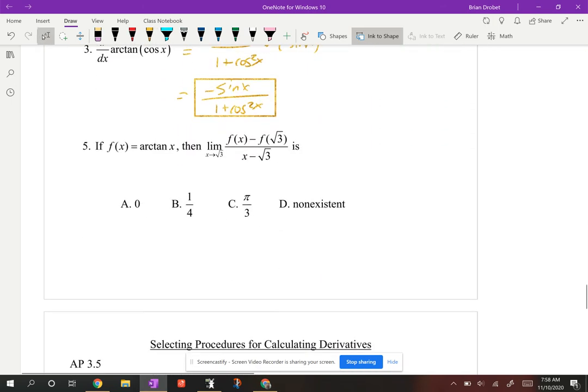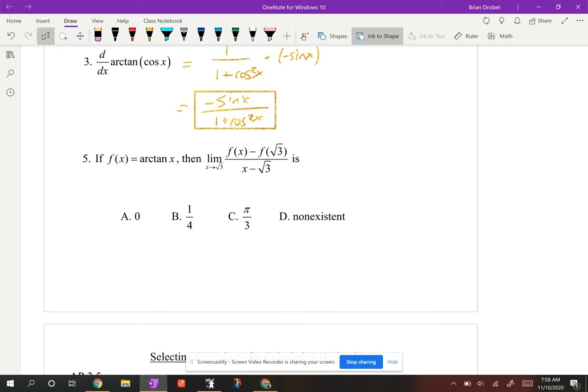All right, and then the last one here is if f is equal to arctangent of x, then what is the limit as x approaches the square root of 3 of f of x minus f of square root of 3 over x minus the square root of 3? So what you are supposed to get out of this is that this thing right here is the definition of the derivative of f at the square root of 3. So in other words, this is the derivative of the f function, which is inverse tangent of x, evaluated at the square root of 3.